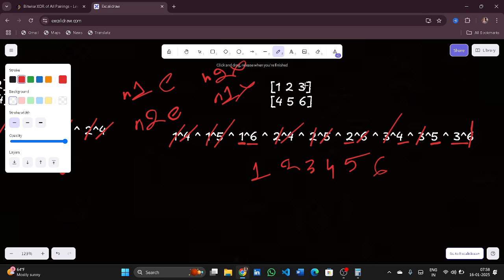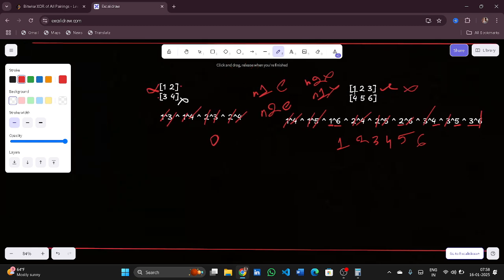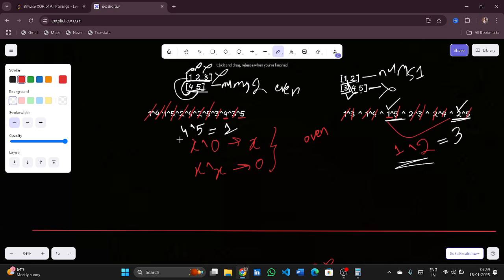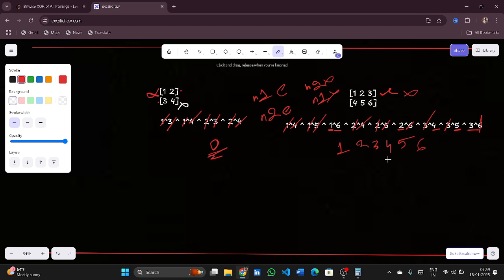So here, if nums1 is not of even size, then there is no need to cancel nums2, right? If nums2 is also not of even size, then there is no need to cancel out nums1. But if you see in every question, I have taken here if both are of even size, then return 0. But here we are calculating either nums1 or nums2 or both, 1, 2, 3, and 4, 5, 6.